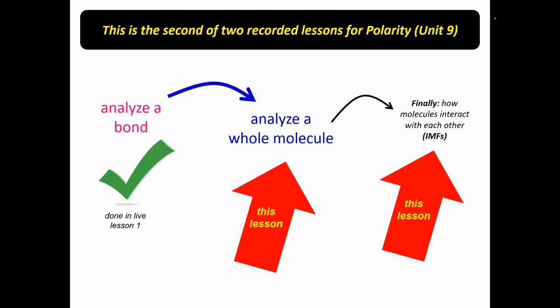In live lesson number 1, I taught you how to analyze a bond and figure out if a bond in a molecule is polar or nonpolar. Now, we're going to analyze a whole molecule and tell if it's polar or nonpolar, and that's going to tell us how molecules can interact with other molecules. We'll really get into IMFs, okay?